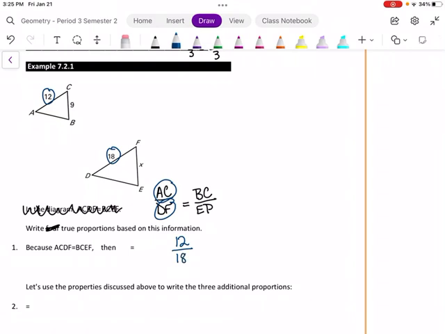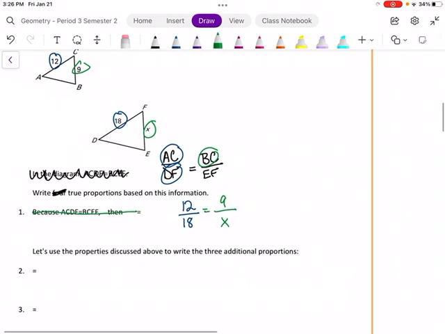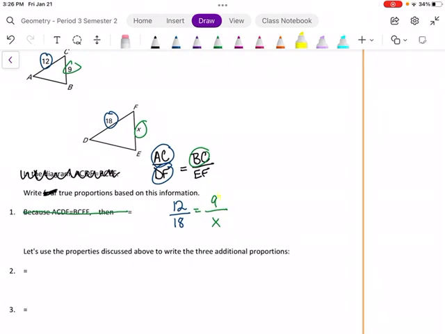And then we also know that BC is 9 over EF. Oh, I don't know why I put a P. That's supposed to be an F. Sorry about that. Which is X. So we know this proportion is true. And again, it didn't print that properly. So once we have this proportion, we can again solve it using cross multiplication.